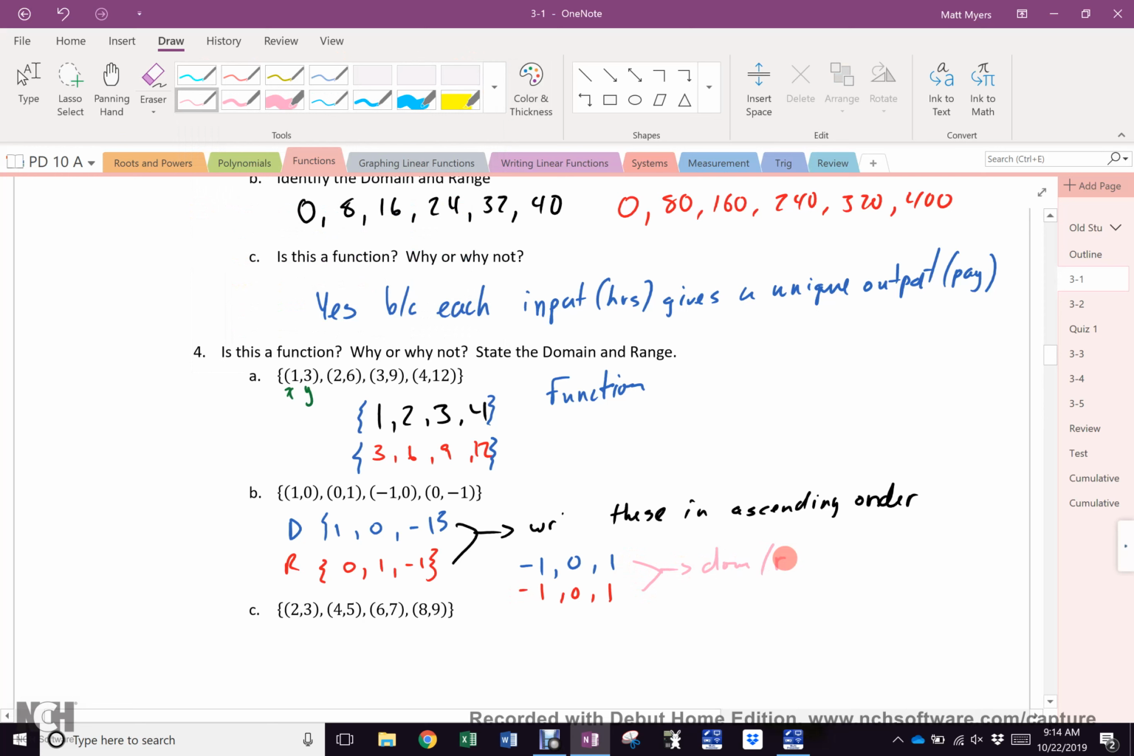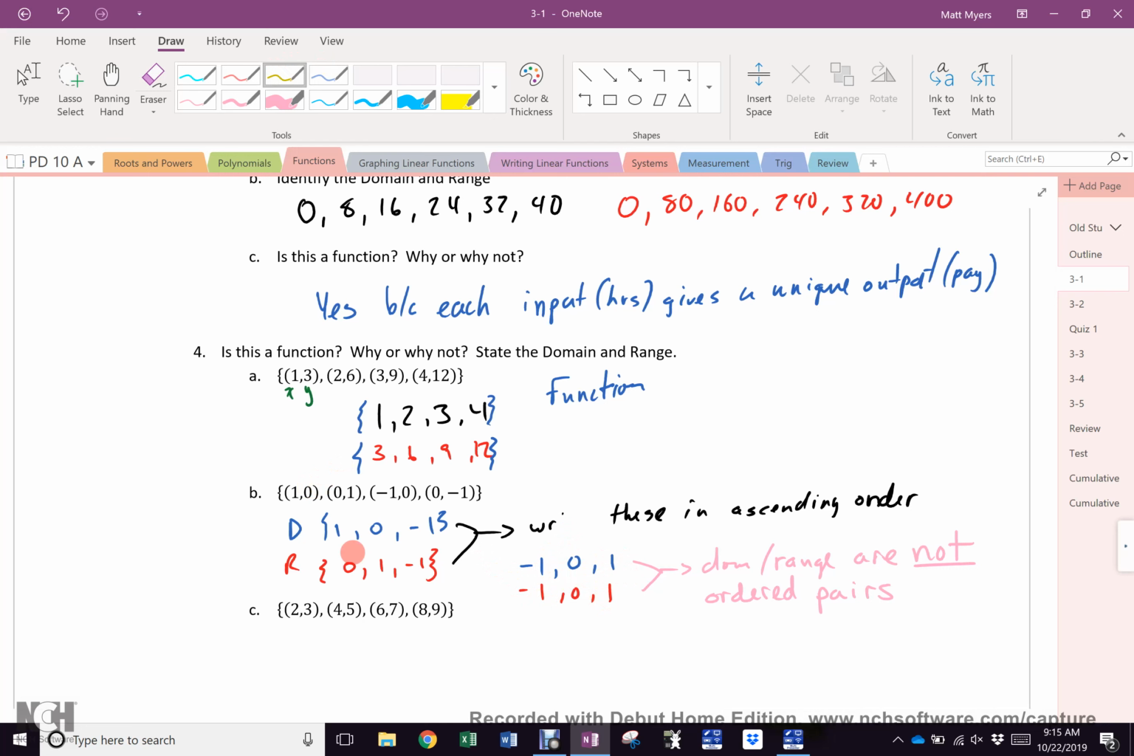Domain and range are not ordered pairs anymore. An ordered pair has a domain value and a range value, but once I list them, you can't line them up that way. Everybody cool? Now, let's check if it's a function or not.